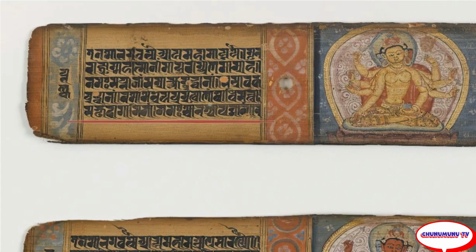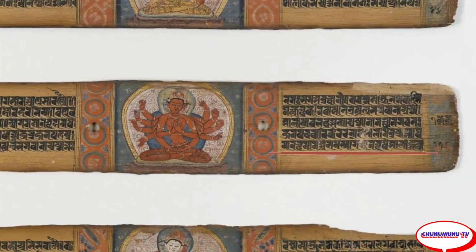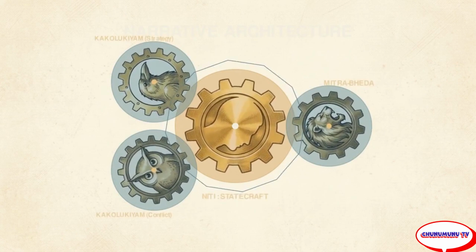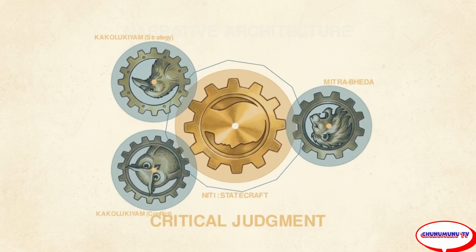The original Sanskrit palm leaf manuscripts revealed the foundational nature of the work. These are ancient treatises on statecraft, preserved in a physical, historical record. This ancient narrative architecture functions as a machine engineered for teaching critical judgment.